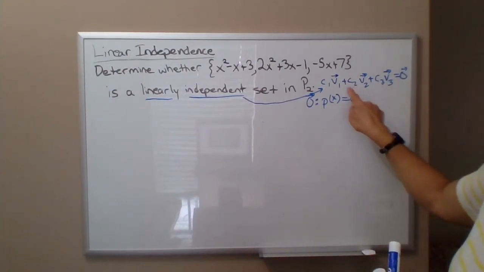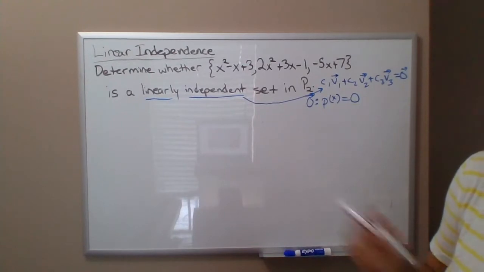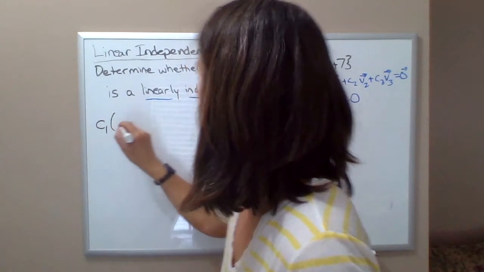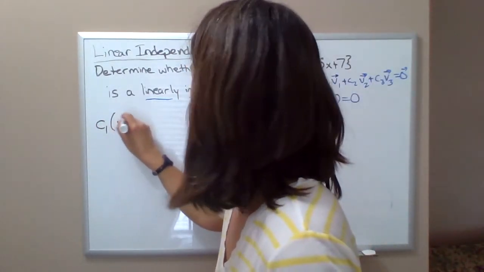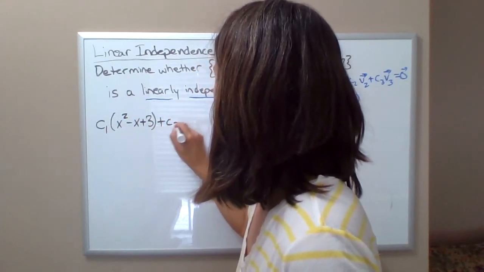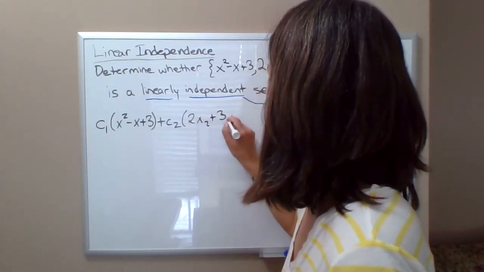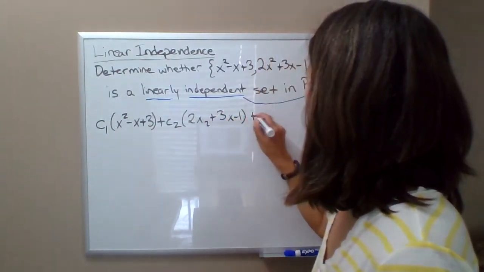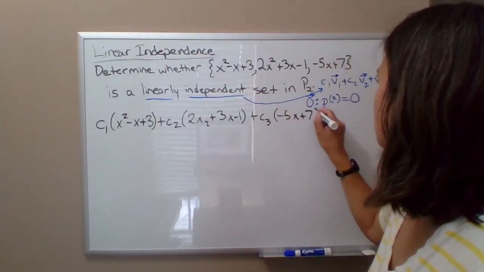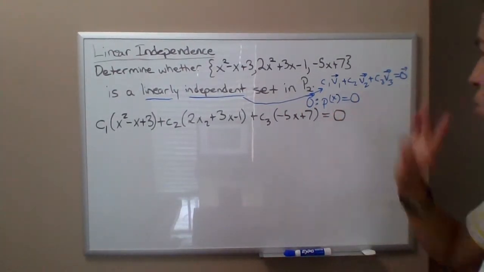So if I want to set up this equation with these particular polynomials, then we would set this up as C1 times the first polynomial, x squared minus x plus 3, plus C2 times the second polynomial, 2x squared plus 3x minus 1, plus C3 times the third polynomial, -5x plus 7, equals the 0 vector, which in this case is just the constant 0 function. So it just equals 0.